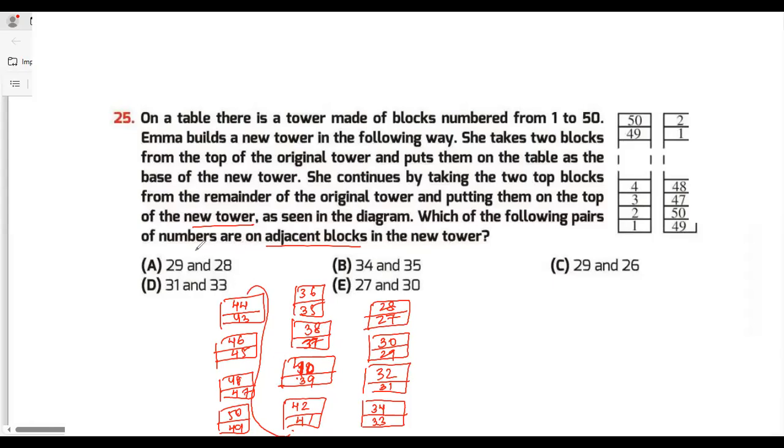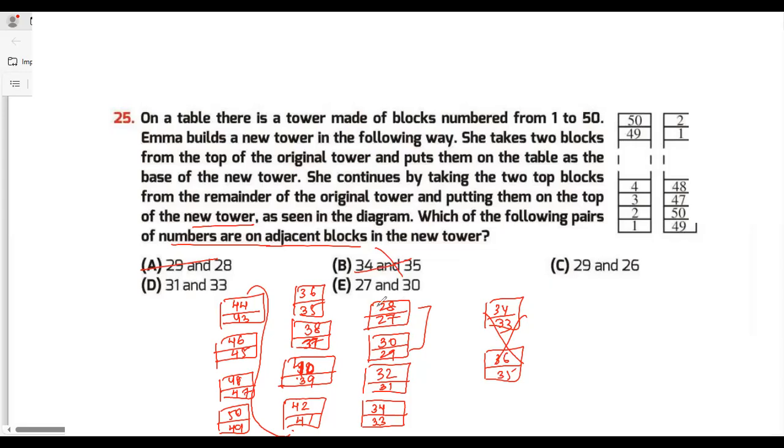Now, which of the following pairs of numbers are on the adjacent blocks of the new tower? So 29 and 28. So if you see 29 and 28, they are not together. So this is not my answer. Similarly, 34 and 35. So 34 is here. So basically it is like this. So you have a 34 and a 33, and this one is 36 and 35. So they are not together, correct? So this is not together.